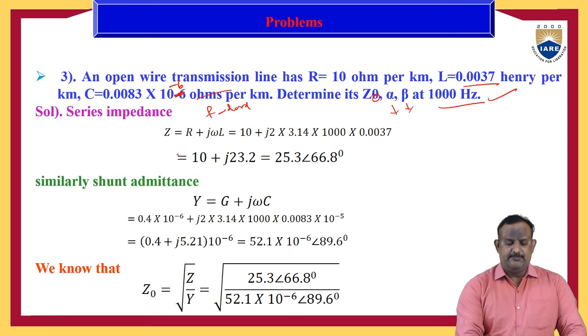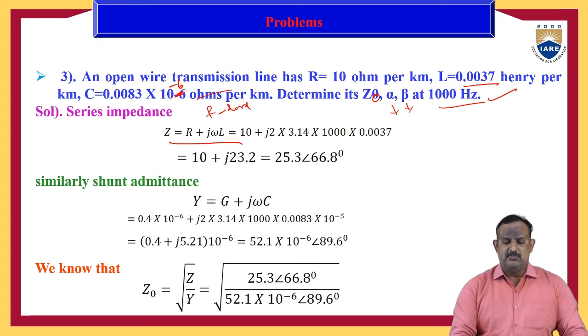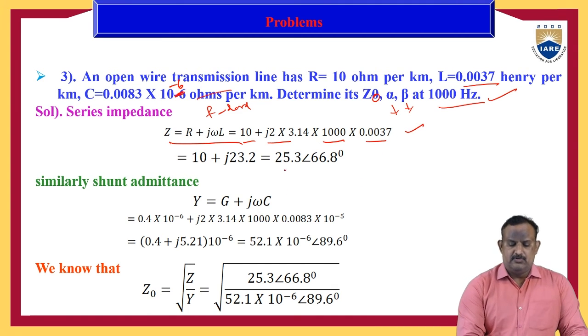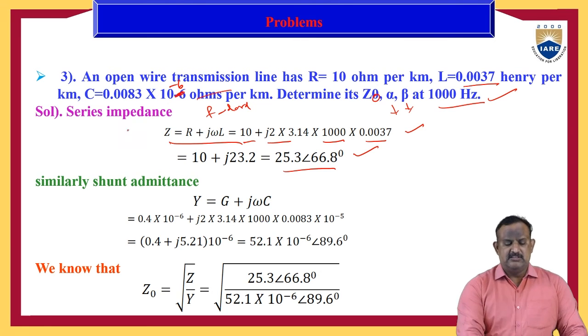We know that the series impedance Z is equal to R plus j omega L. Substitute all the values: R is 10 plus j into 2 pi f, 2 into 3.14 into frequency 1000, into L value 0.0037. If we convert the real and imaginary parts into polar form, it is 25.3 with an angle of 66.8 degrees.